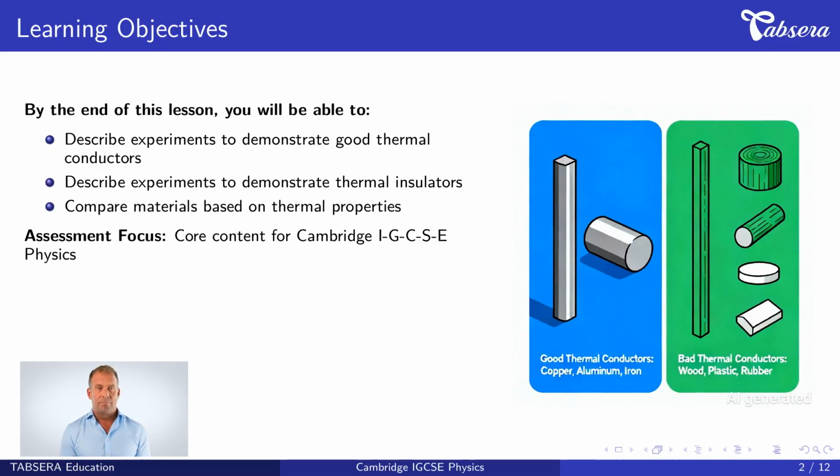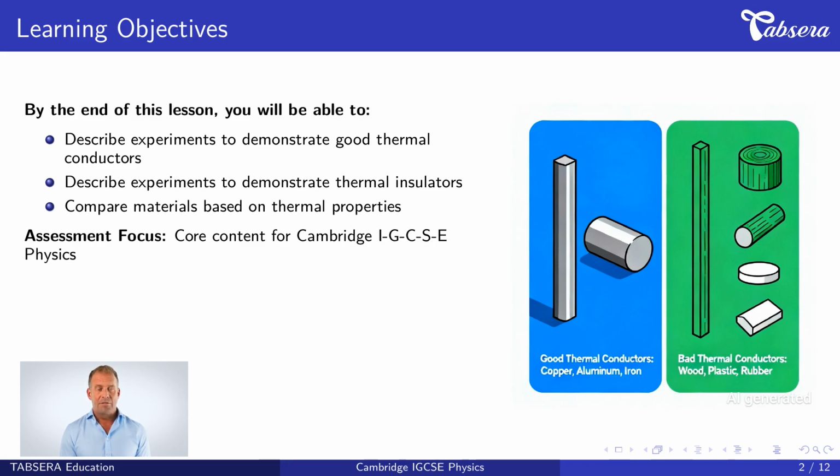Let's examine our learning objectives for today. By the end of this lesson, you will be able to, first, describe experiments to demonstrate good thermal conductors. This means you'll understand how to design and explain investigations that show which materials allow heat energy to transfer quickly through them. Second, describe experiments to demonstrate thermal insulators. You'll learn to identify and test materials that resist heat transfer, keeping thermal energy from moving through them easily.